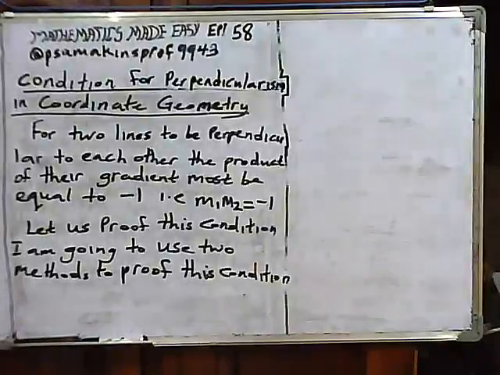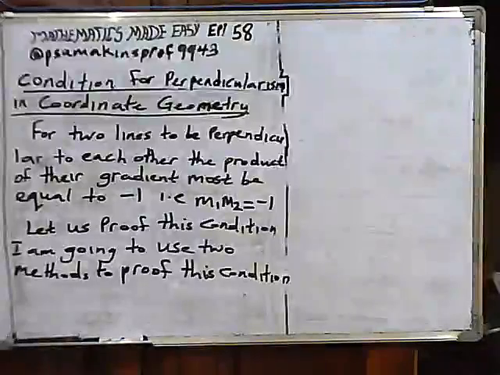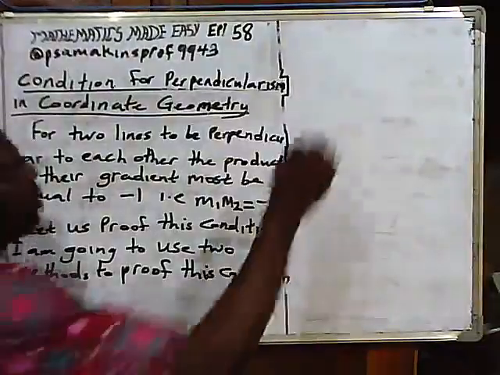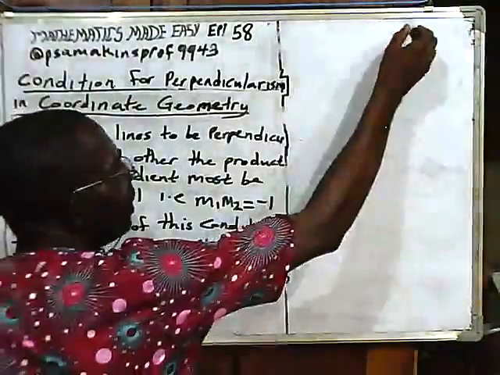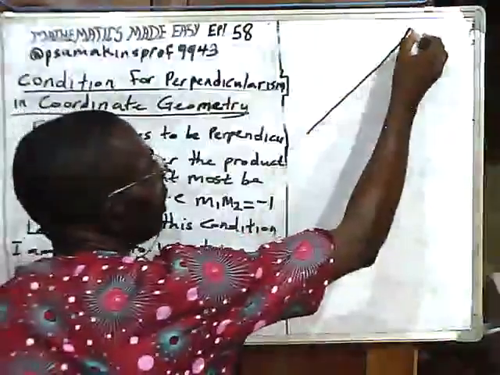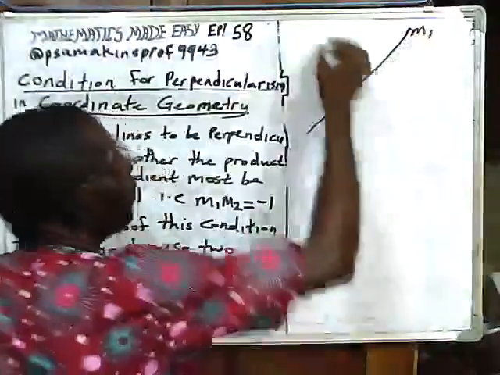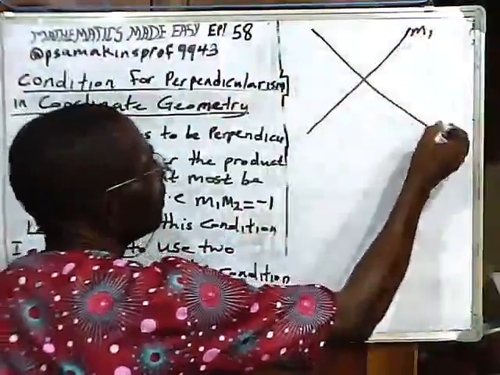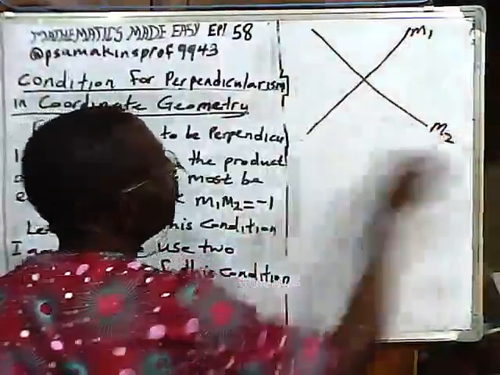Let us now prove this condition beyond reasonable doubt. I am going to use two methods to prove this condition. Method 1: assuming that we have a line, let's call this line M1. We have another line, let's call this one M2.